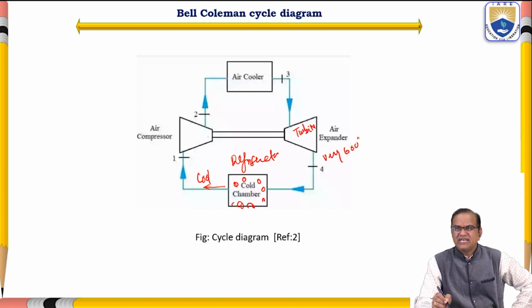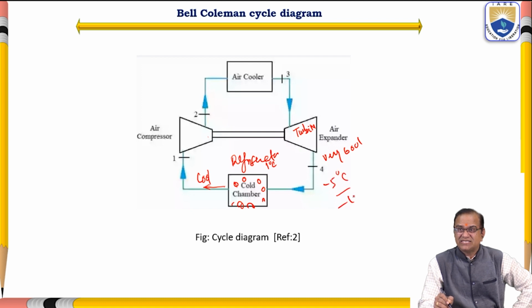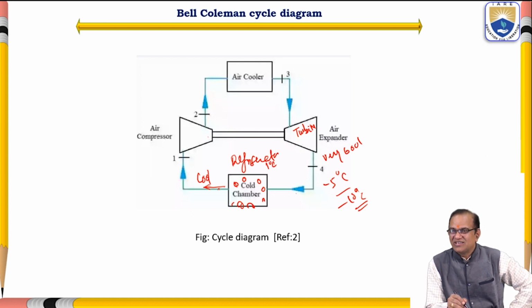And if this highly cooled air is entering and you want to maintain here 1 degree centigrade, this temperature may be minus 5 degrees centigrade or minus 10 degrees centigrade. So this will go and pass through your whole refrigerator and it will make it cool. By this cooling, the temperature of this air will be increased. And this is happening at constant pressure.